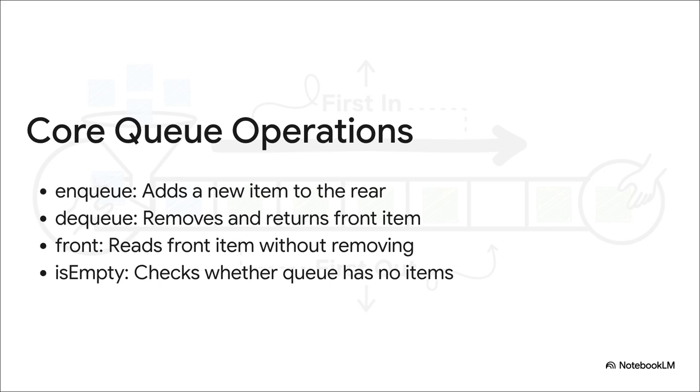Second, we have dequeue. This one removes and returns the item at the front. Think of it as the person at the front getting their latte and leaving. Now, I need you to pay close attention to the third one, front. The front command reads the item at the very front of the line, but, and this is key, it doesn't remove it. It's just taking a quick peek.